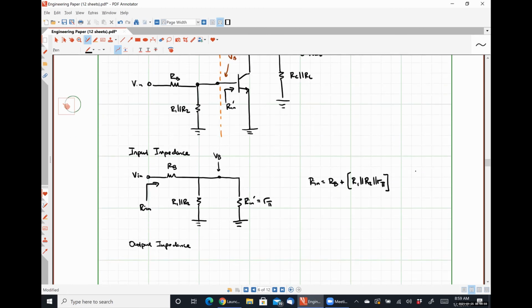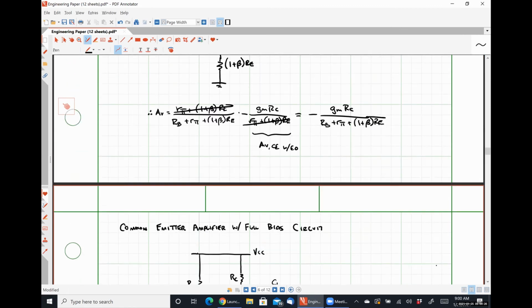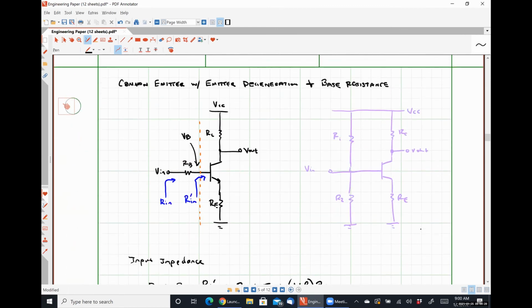So I would argue here that from the output terminal, we would see that RB is in parallel with R1 in parallel with R2, right? If we ground our input terminal, then that puts RB in parallel with R1 and R2, which means it'll just look like a smaller base resistance for this example, right? Where we saw that the presence of a base resistance did not influence our output resistance at all.